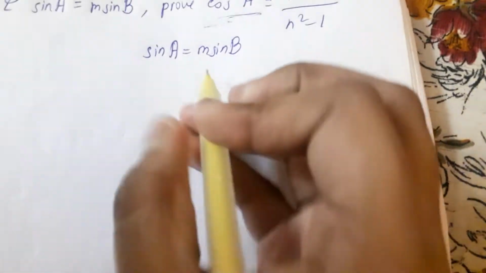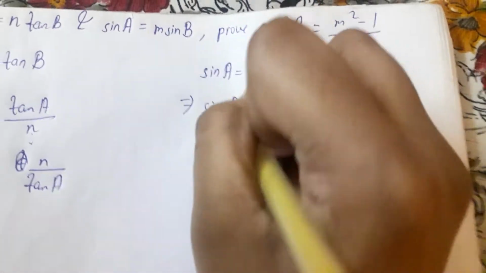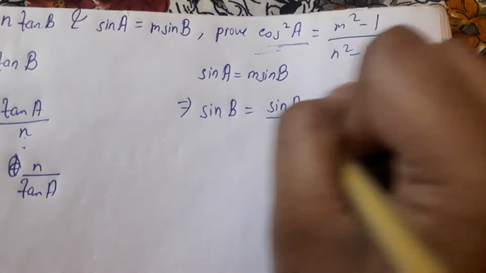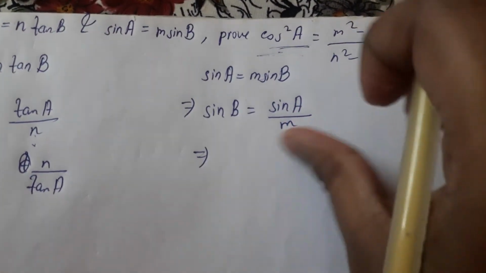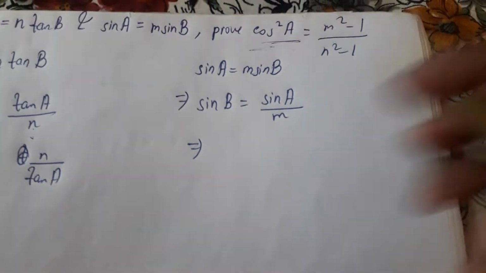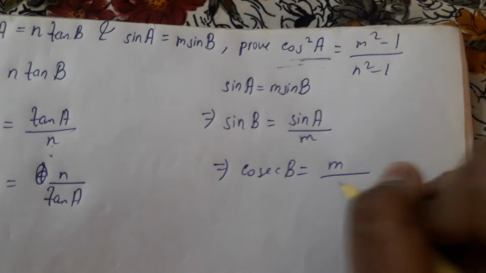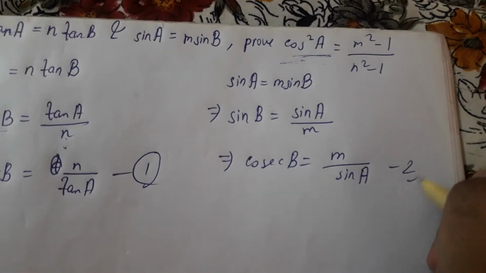Similarly in the case of sin A is equal to m sin B also, you have to first take the B part. Okay, so it will be sin A divided by m, then you have to write m in the numerator part. So for that you have to write cosec B is equal to m by sin A. Now see, this is your equation 1, this is your equation 2.